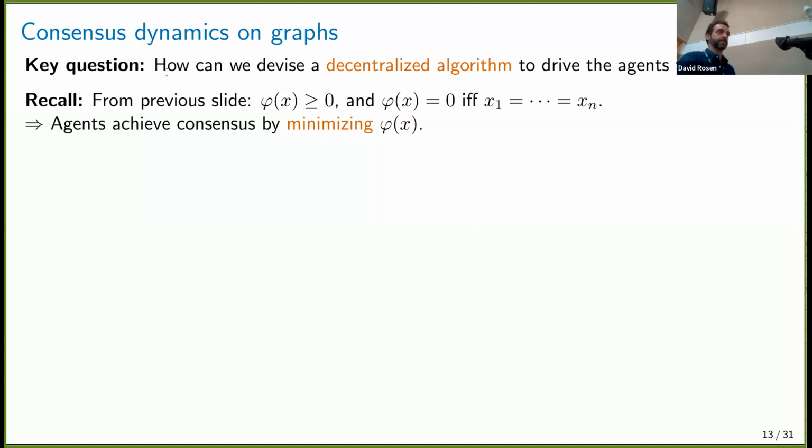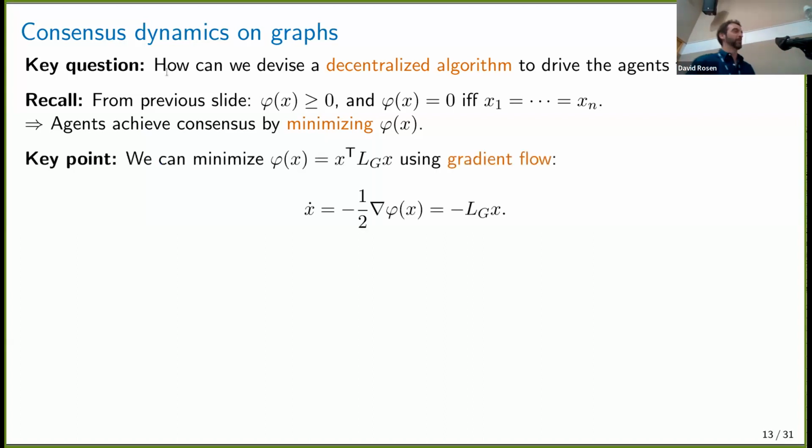So another way of saying this is the agents in my graph are in consensus if and only if the value of this function is 0, which is the same thing as saying the value of this function is minimized. So it suffices to write down a set of dynamics that will let me minimize this function. Okay, so what's the first thing that you would think to do then? Gradient descent, exactly, right. So we're going to do gradient descent.